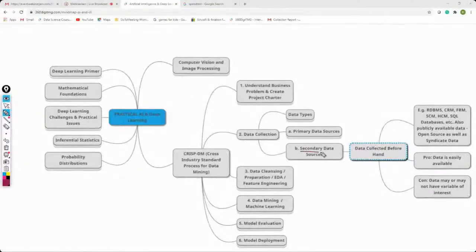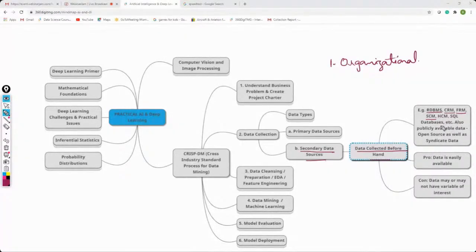Okay. So secondary data source is data collected beforehand, meaning data is already available. It could be your organizational data, meaning companies or banks will already have the data, right? That's organizational data, data which is already available, like relational database management systems, customer relationship management databases, financial risk management, supply chain management, hospital management systems, SQL databases, and so on and so forth.